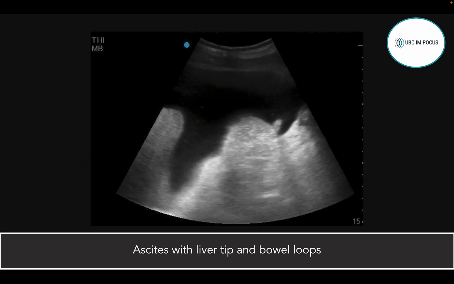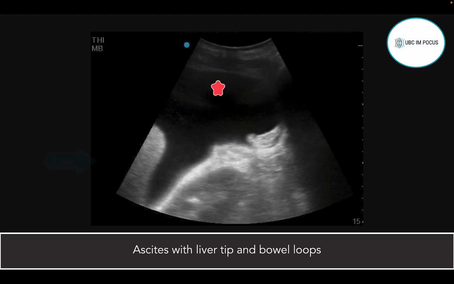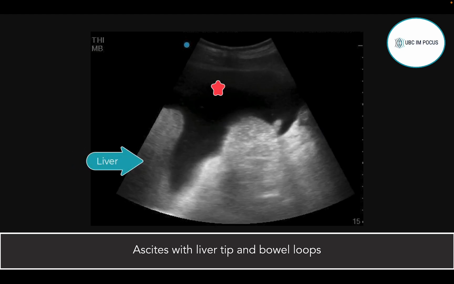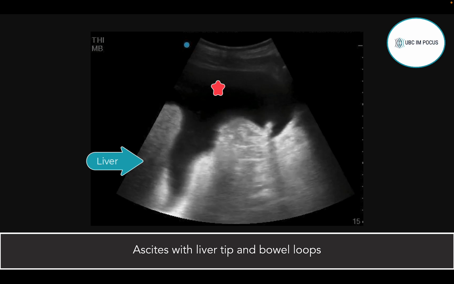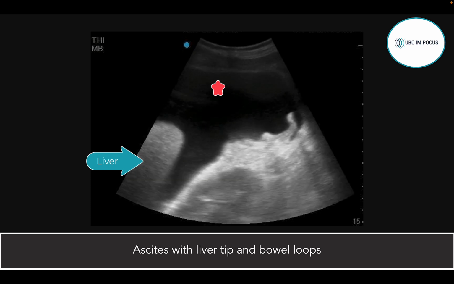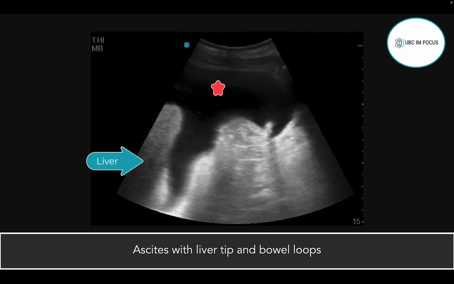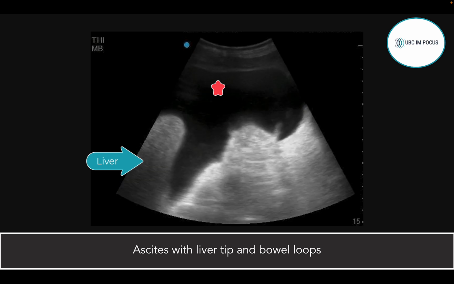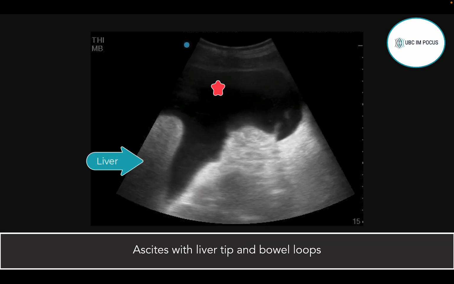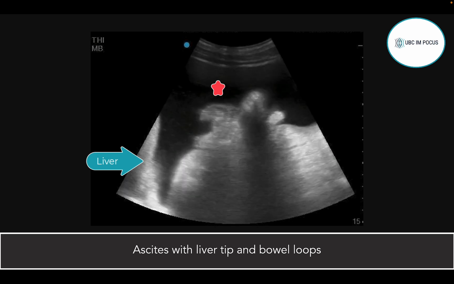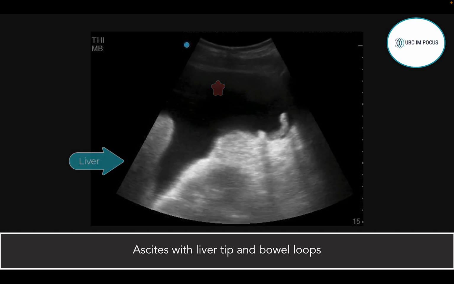This is just another nice example of some ascites. We have a little bit of what I think is liver tip in view there on screen left. And we see the bowel floating in this ascites. We see the ascites making irregular shapes around those loops of bowel. So this is reassuring for this being free fluid. And you could probably optimize this pocket so that it would be accessible for paracentesis. Certainly, we have enough fluid there at the top.